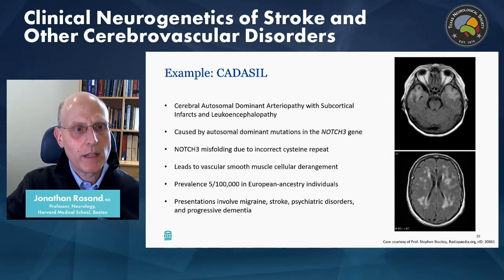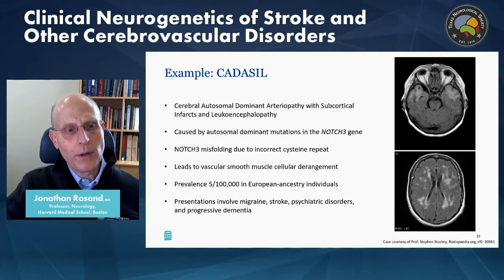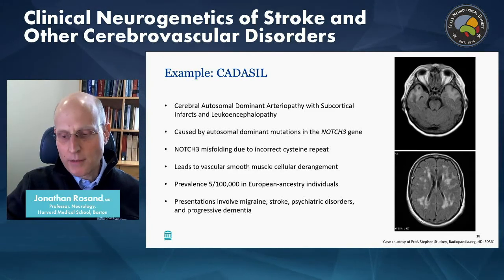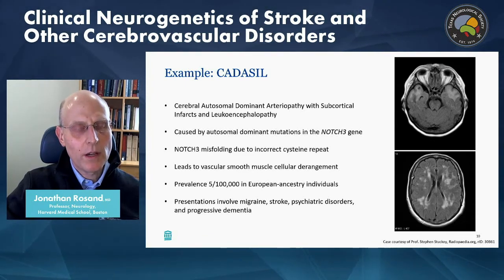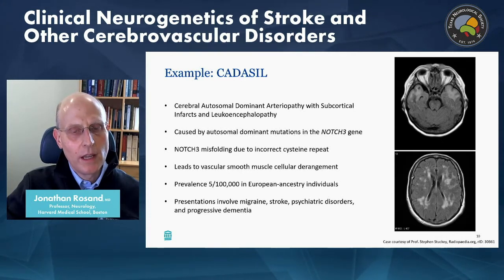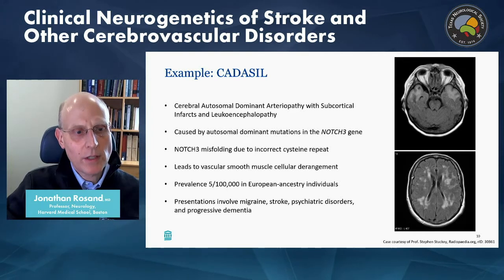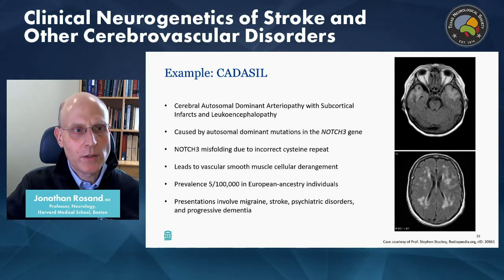There are quite a few that have been identified, and the result is you get misfolding of the Notch3 protein, and you have consequent derangement of vascular smooth muscle. You'll identify these variants in about 5 out of 100,000 individuals of European ancestry, and patients can present with migraine, stroke, psychiatric symptoms, progressive dementia, but in general, there will be very strong and clear family history.